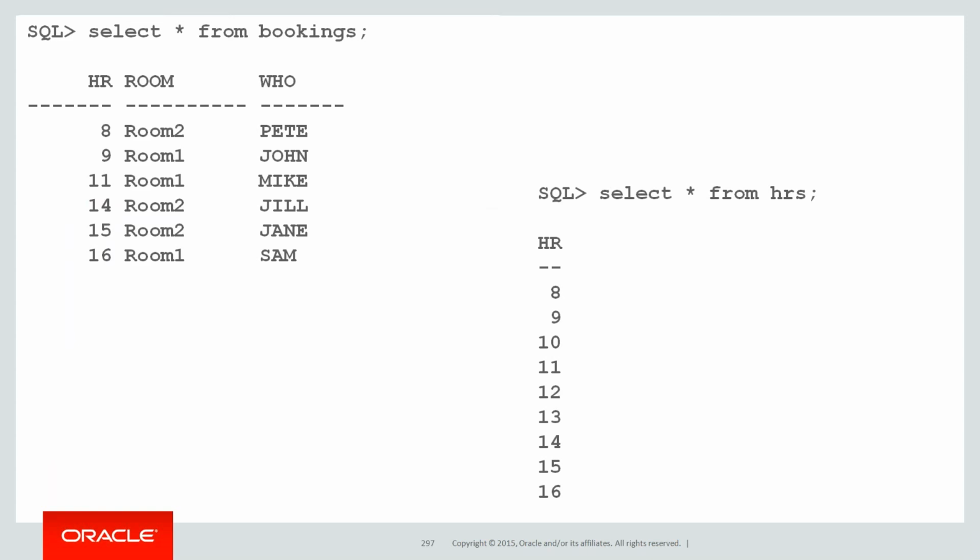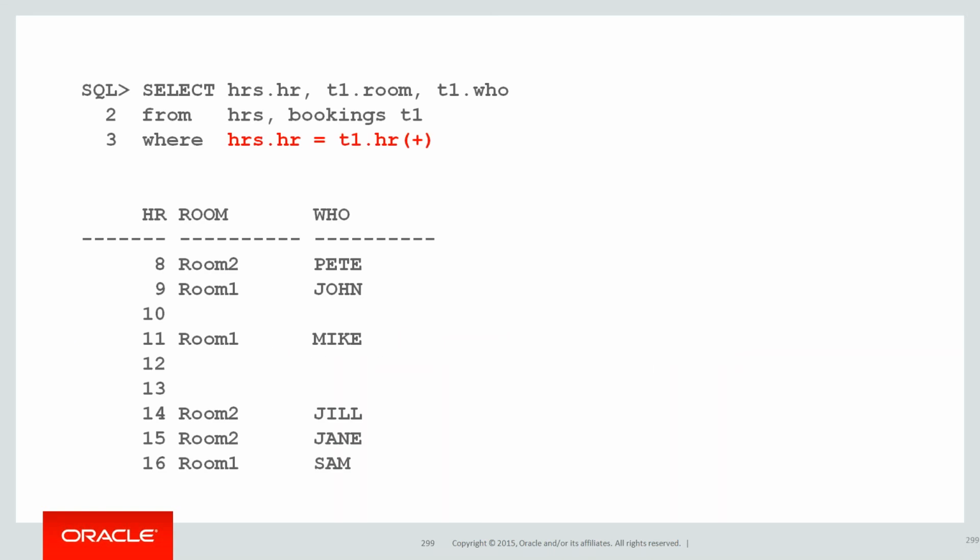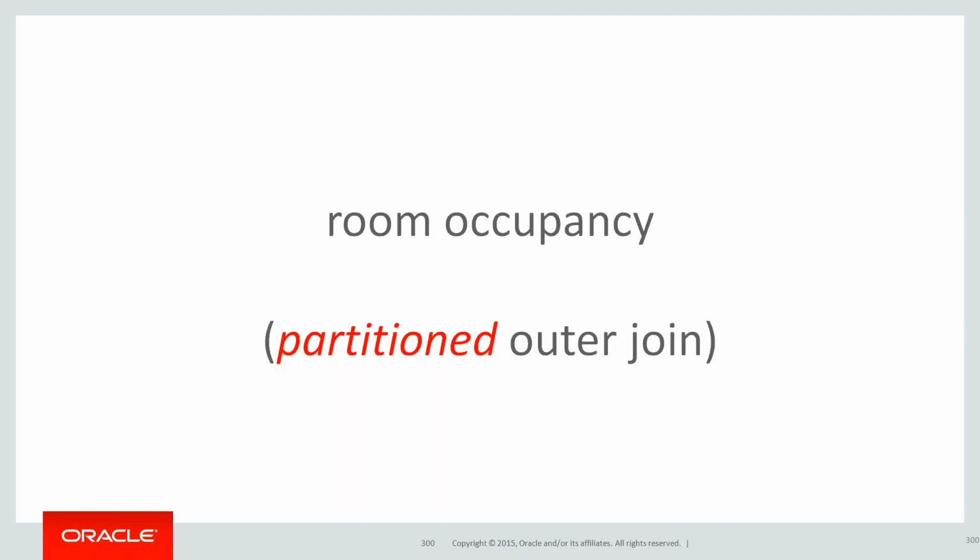Let's say we've got a room of bookings, people booking a meeting room, and we've got a number of hours that those meeting rooms are available to be used for, from 8 AM through to 16:00. A standard outer join would show me the bookings by hour. So if I join the hours table to the bookings table, I get at 8 AM, Pete's using room 2, 9 AM, John's using room 1, etc.